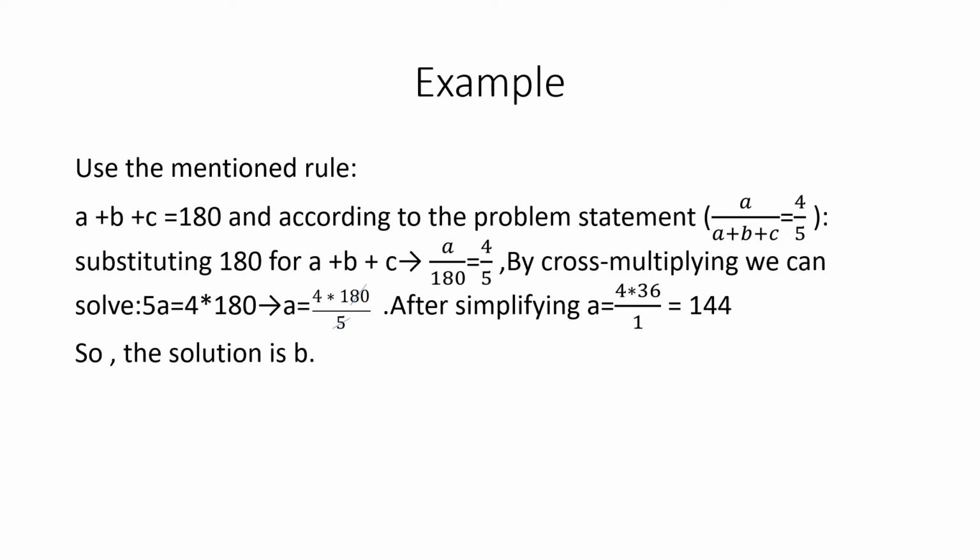Consequently, we can find the A value easily by simplifying the numerator and denominator of the fraction. As you see, 180 is divided by 5, and after simplifying, it equals 36. So finally we find the solution. The solution is 144, and so the solution is B according to the choices.